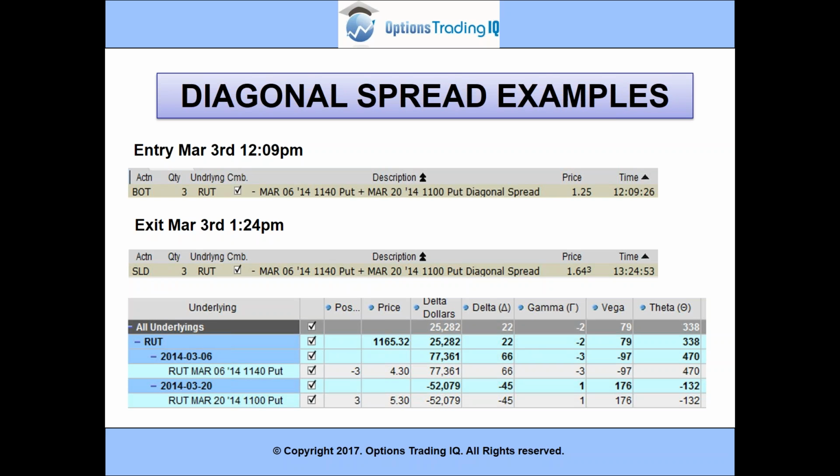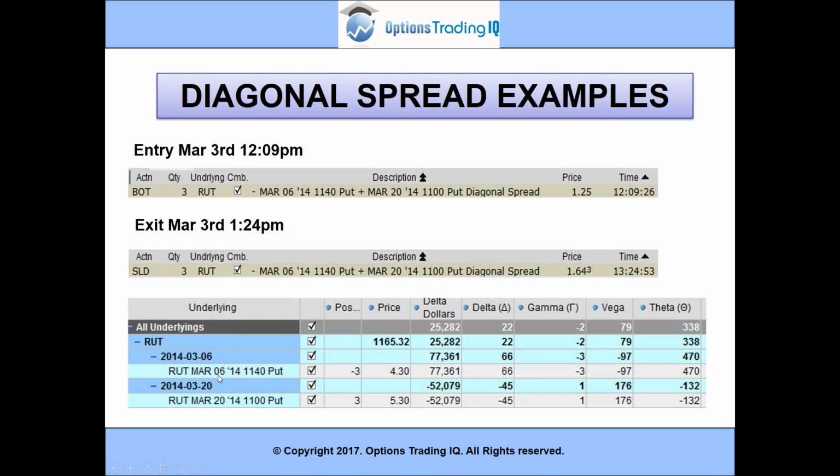Okay, next example, another short-term one, an example of the market reversing really quickly. So entered on March 3rd and exited an hour and a half later. Now this was on the put side, so this was just after the previous example. The market sold off pretty hard, so I've done the opposite. I've done it on the put side.